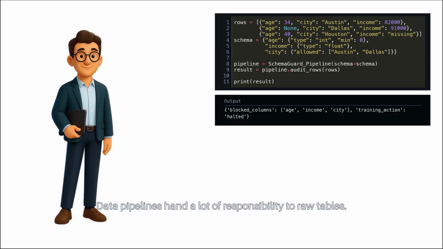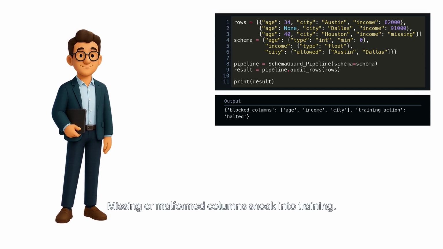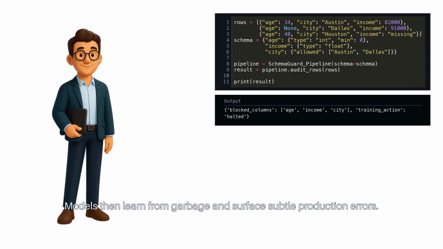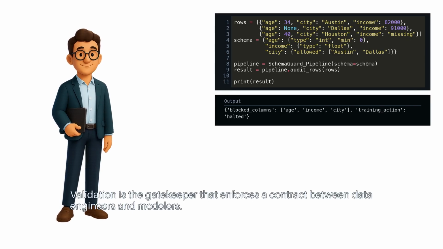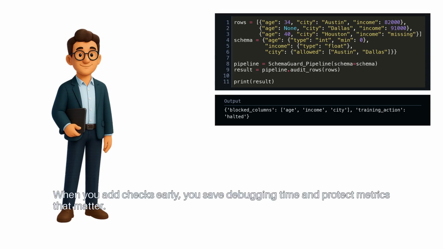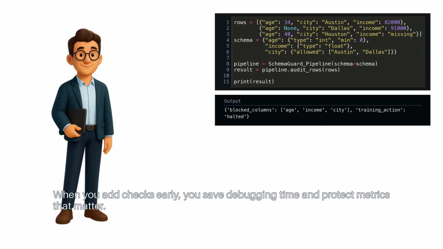Data pipelines hand a lot of responsibility to raw tables. Missing or malformed columns sneak into training. Models then learn from garbage and surface subtle production errors. Validation is the gatekeeper that enforces a contract between data engineers and modelers. When you add checks early, you save debugging time and protect metrics that matter.